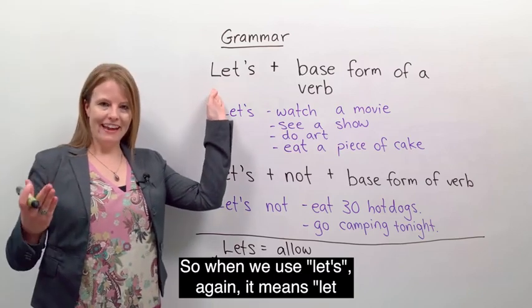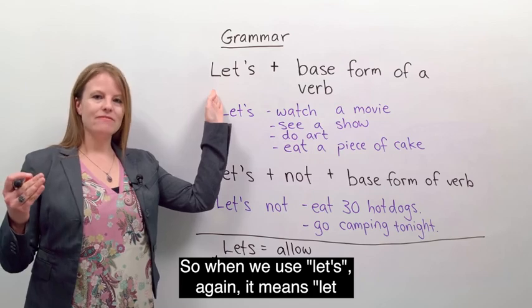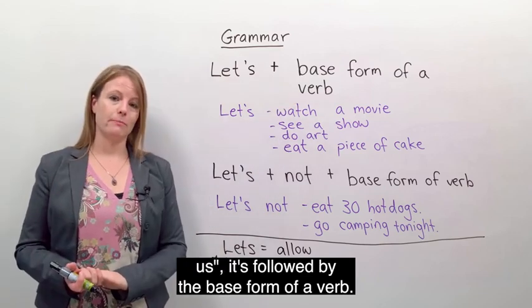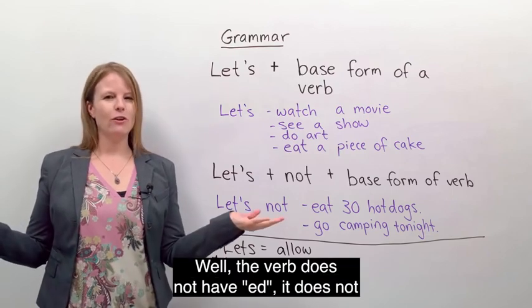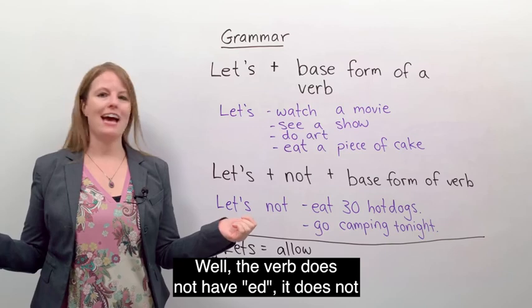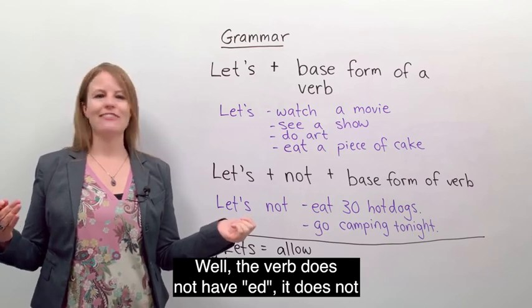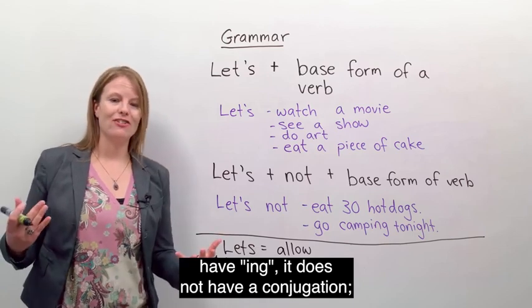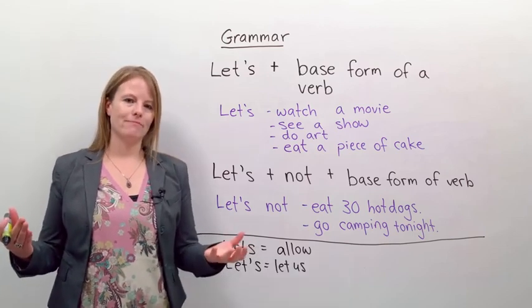So let's talk about the grammar of let's. So when we use let's, again, it means let us. It's followed by the base form of a verb. So what does that mean? Well, the verb does not have ed. It does not have ing. It does not have a conjugation. It's just the base form.